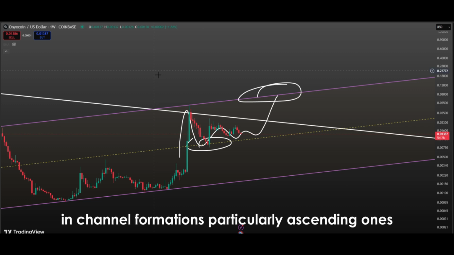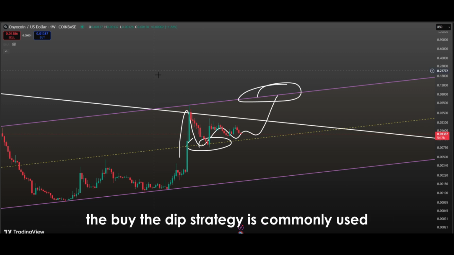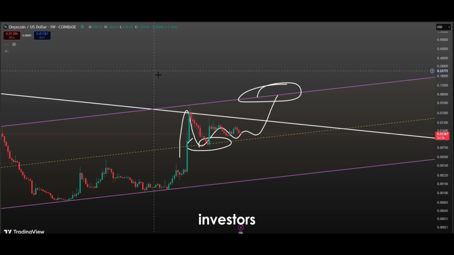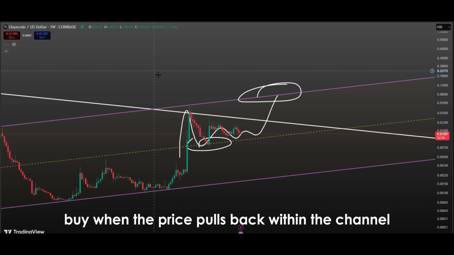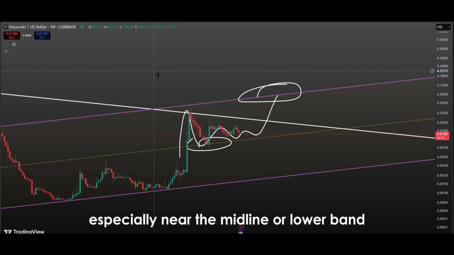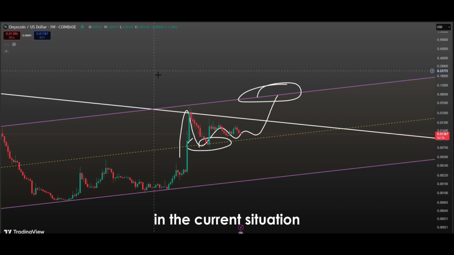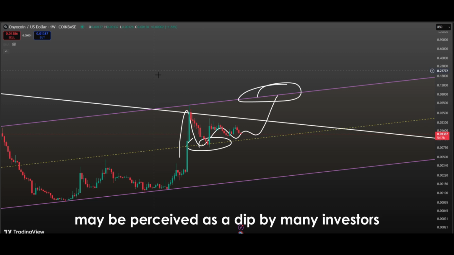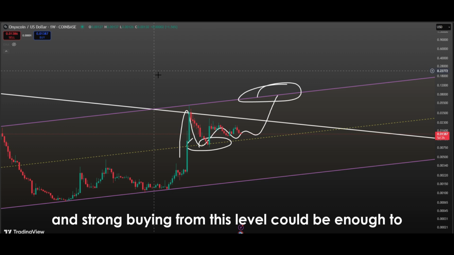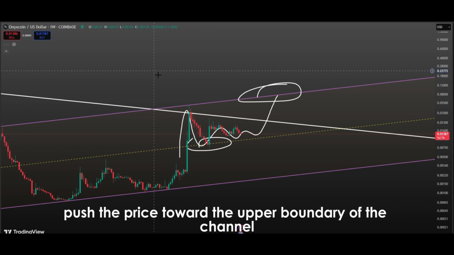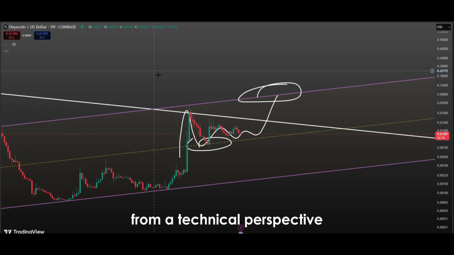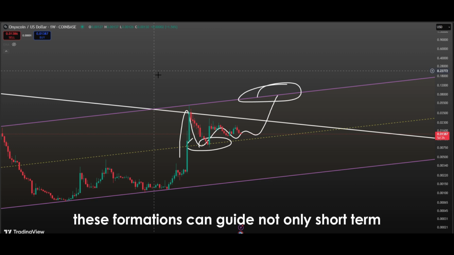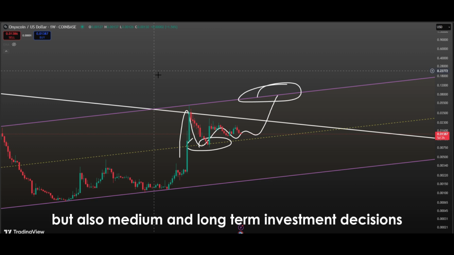In channel formations, particularly ascending ones, the buy the dip strategy is commonly used. According to this strategy, investors buy when the price pulls back within the channel, especially near the midline or lower band. In the current situation, the price pulling back to the midline may be perceived as a dip by many investors, and strong buying from this level could be enough to push the price toward the upper boundary of the channel. From a technical perspective, these formations can guide not only short-term but also medium and long-term investment decisions.